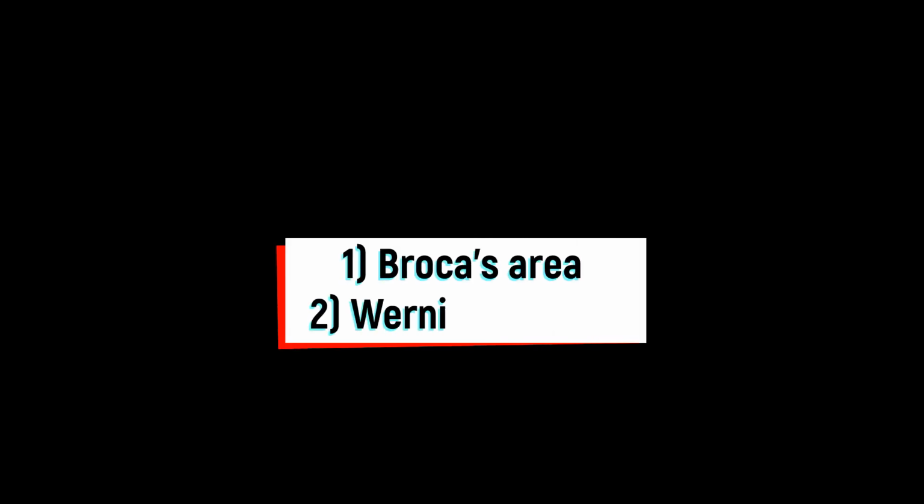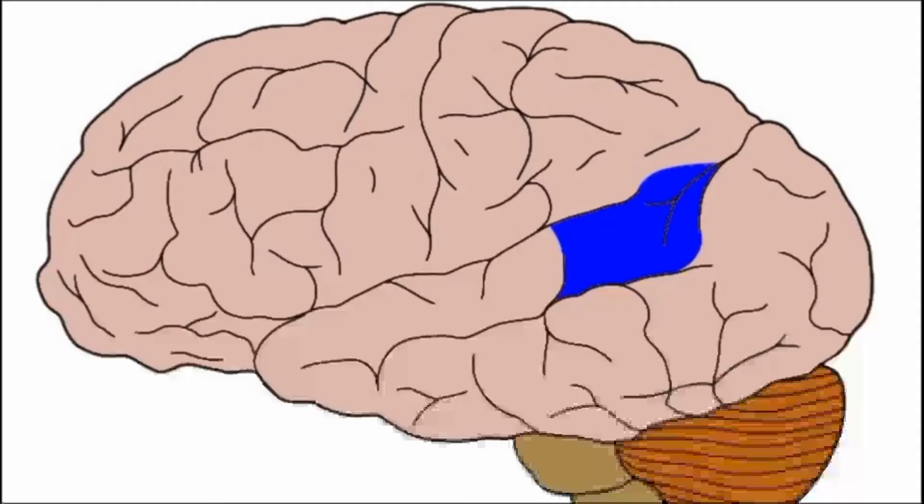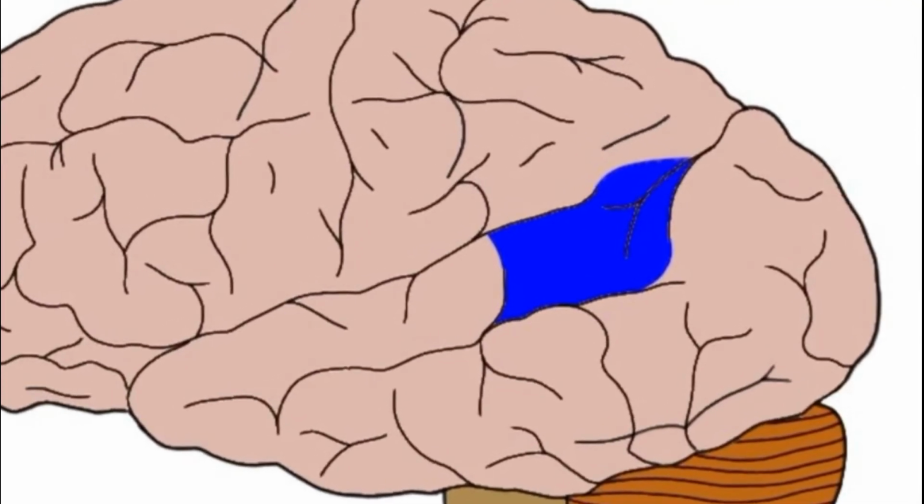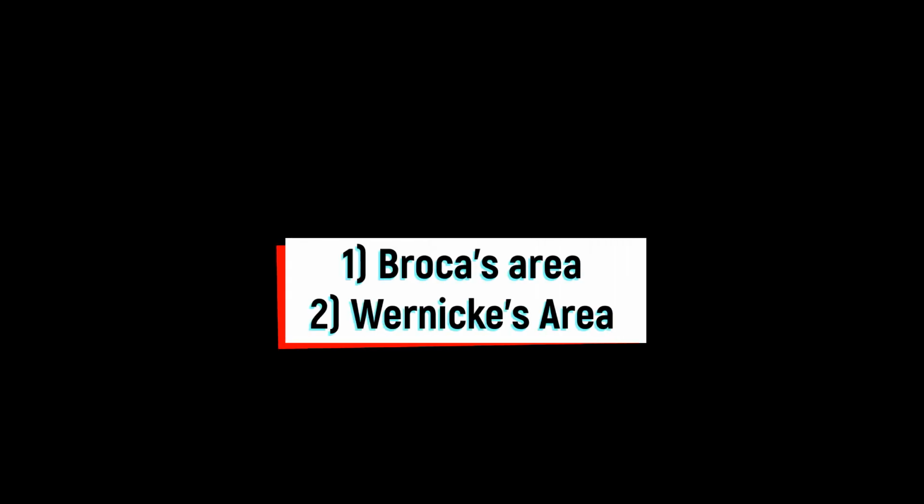Another area is Wernicke's area. It is in the temporal lobe. If you have a problem in this area, the patient will be unable to speak meaningful words or sentences. They will not make sense. So remember Broca's and Wernicke's areas and aphasias.